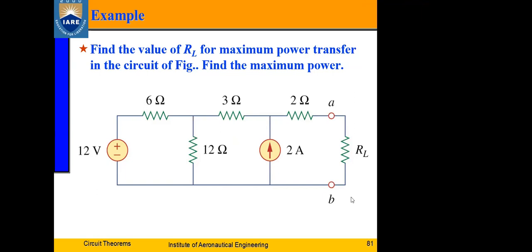Get me the values of VTH and RTH. Did everyone get the same values? What is the value? Tell me again. VTH is 16 volts. Okay.